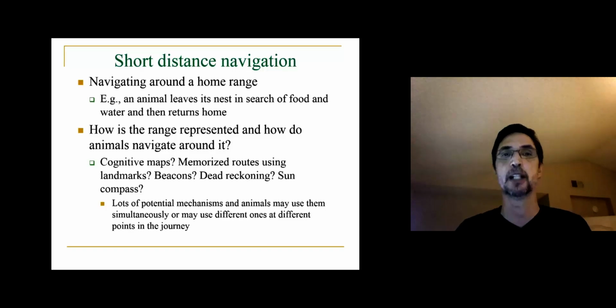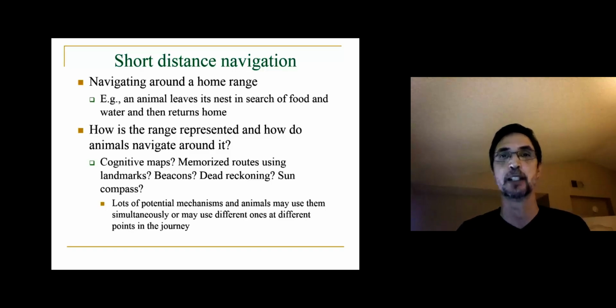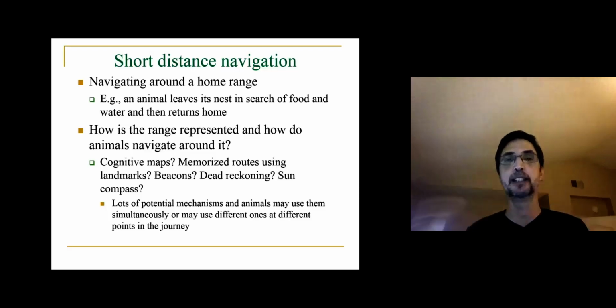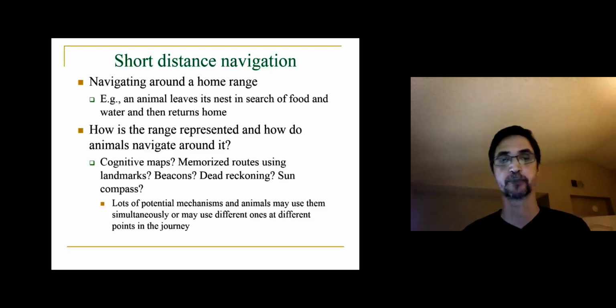For example, an animal might leave its nest in search of food or water and then have to find their way back home. So the question is, how does an animal represent its home range? Right? How is this area that it lives represented? Do they create a detailed cognitive map of the home range, or do they simply represent certain landmarks and what to do around those landmarks? Do they use beacons, for example, or do they engage in dead reckoning or exploit a sun compass?